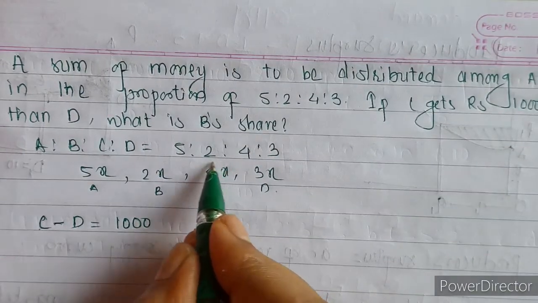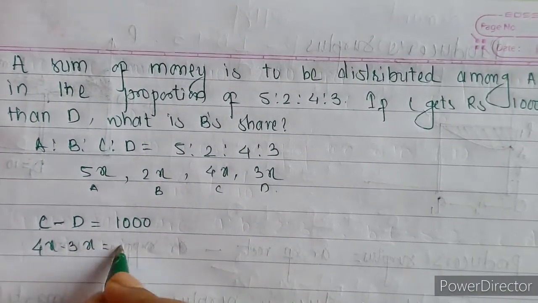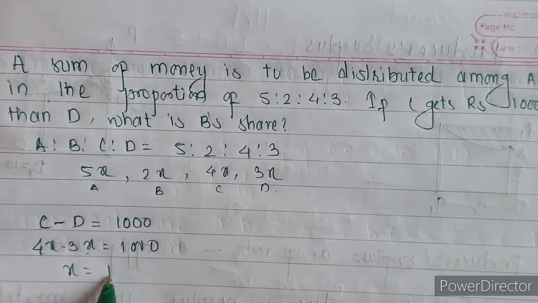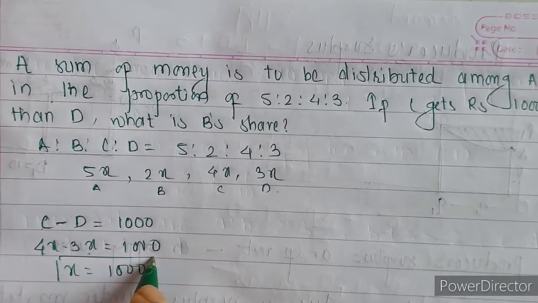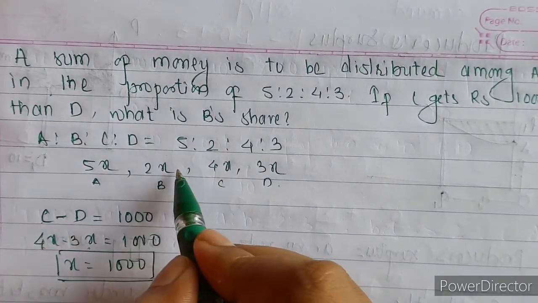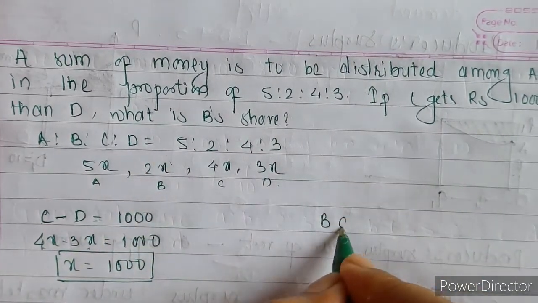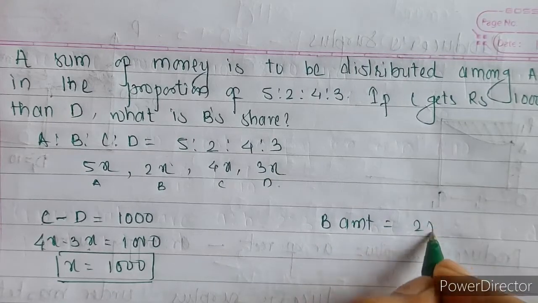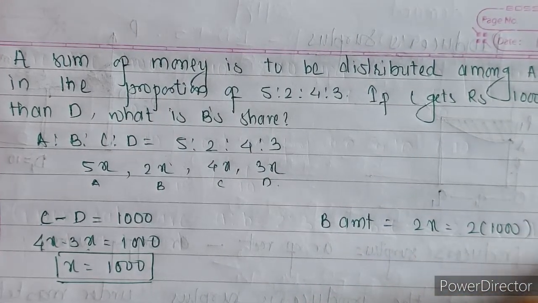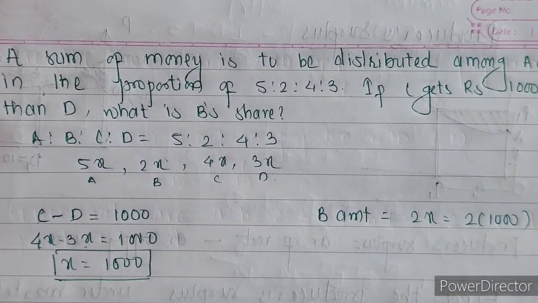So how much is C getting? It is 4 times x. So 4x minus 3x is 1000. 4x minus 3x is x. So what is the value of x? Value of x is 1000. Right? And how much is B getting? B is getting 2 times x. So what will be B's amount? B's amount is 2x, which is 2 times 1000, which is nothing but 2000. So B's amount is 2000.